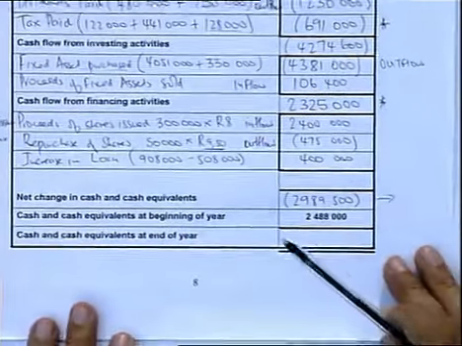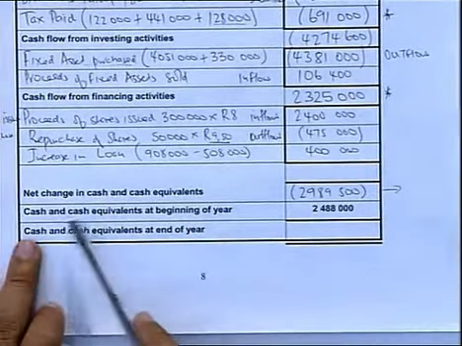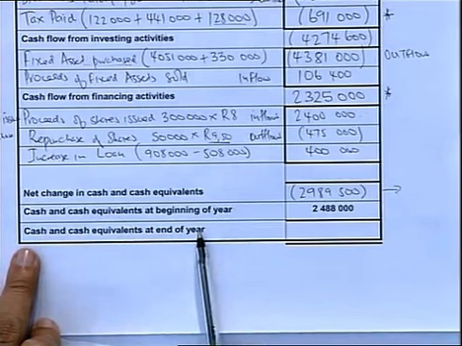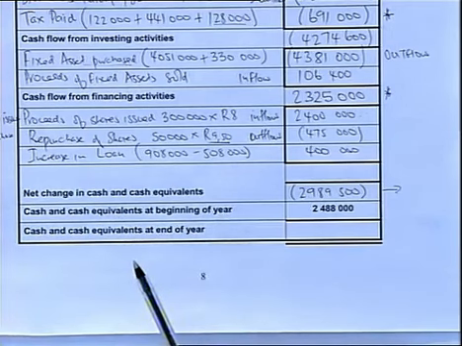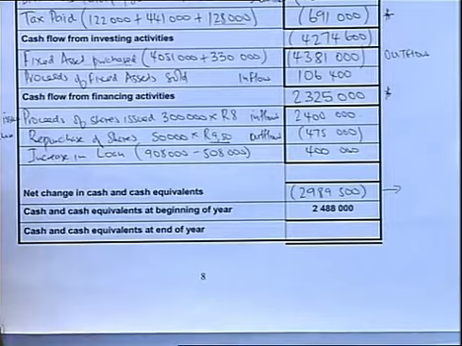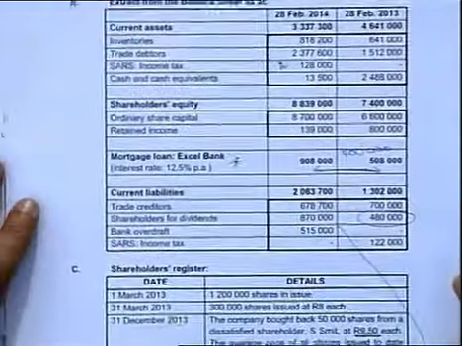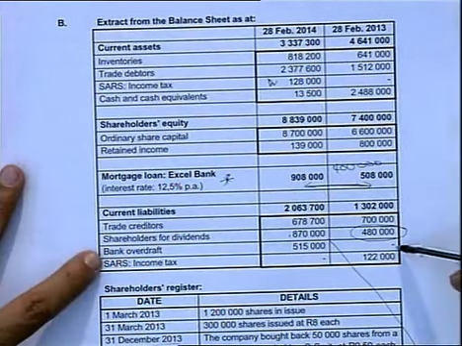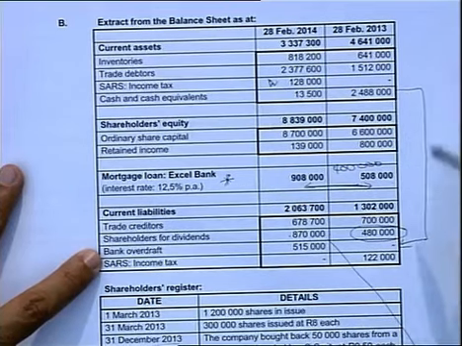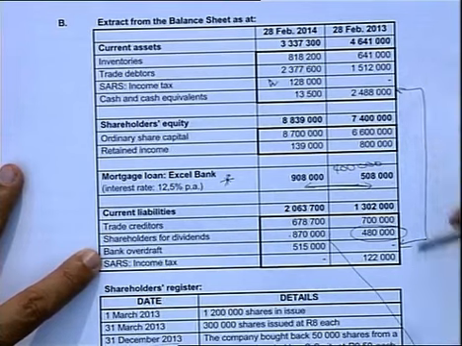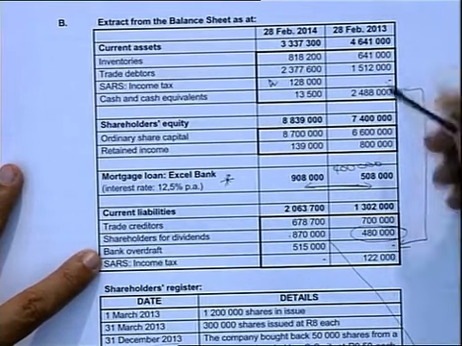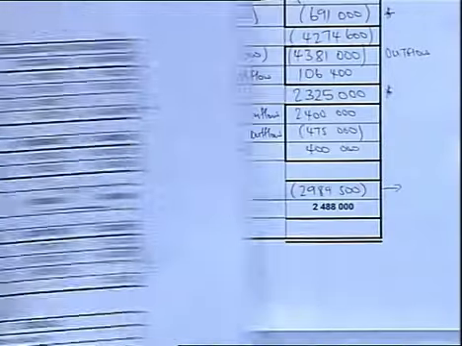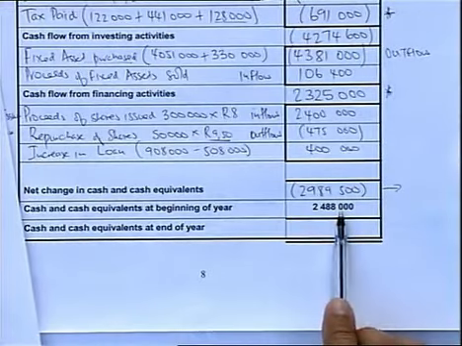Now, at the bottom, it says cash and cash equivalents at the beginning of the year. And it says cash and cash equivalents at the end of the year. We can get that information from these, cash and cash equivalents at the beginning of the year. And there was no overdraft, so we must check. You always check to see if there's an overdraft. If there is an overdraft, then you offset the two figures. If there's no overdraft, then you take the figure as it is. That's why the 2,488,000 appears next to the line cash and cash equivalents at the beginning of the year.